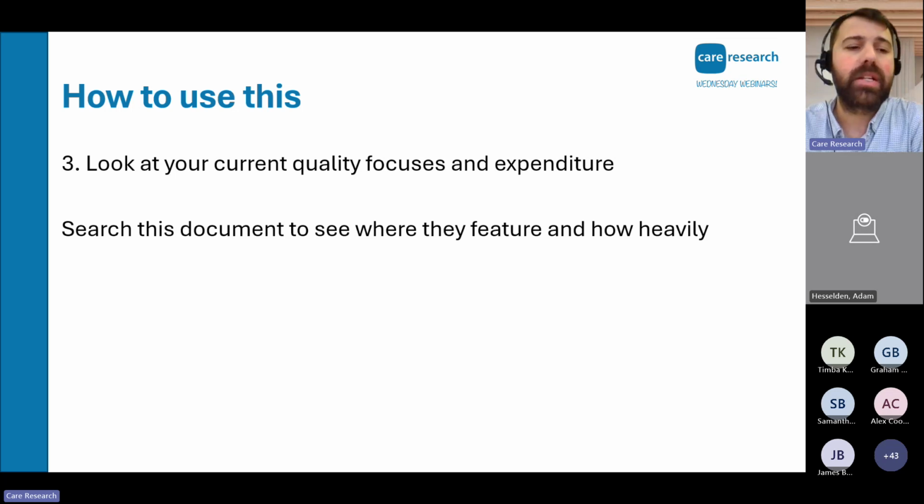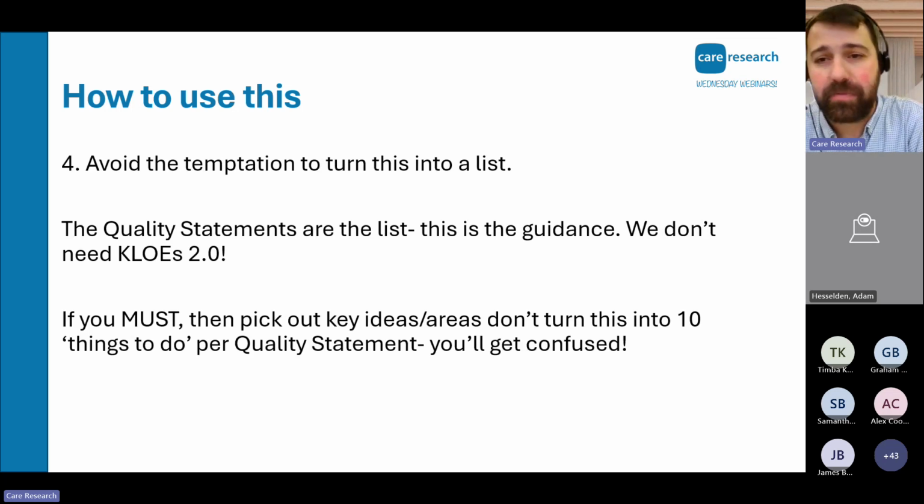Number 4. Now, I actually had to tell myself off for this. Avoid the temptation to turn this into a list. I nearly did this, but then I realized it would defeat the whole point. It is possible for you to go through each of these descriptors and sum it up in a word or two and basically create an absolute mega list of outstanding, good, RI, inadequate for every quality statement with a list of things that need to be done.